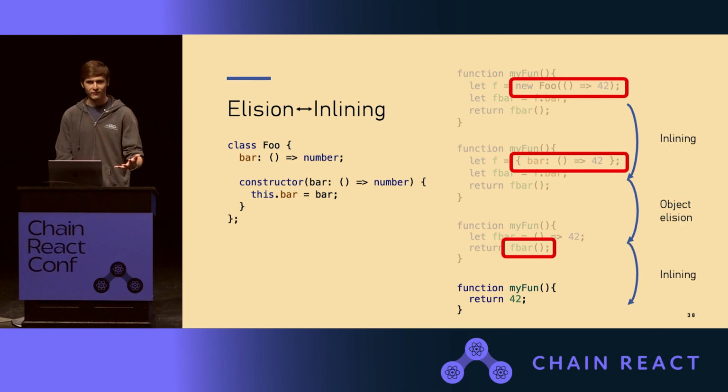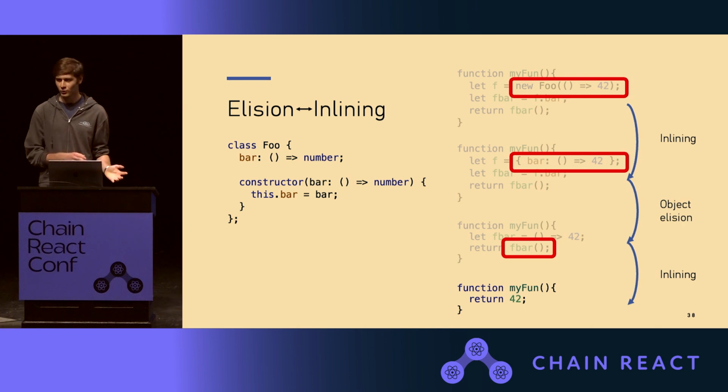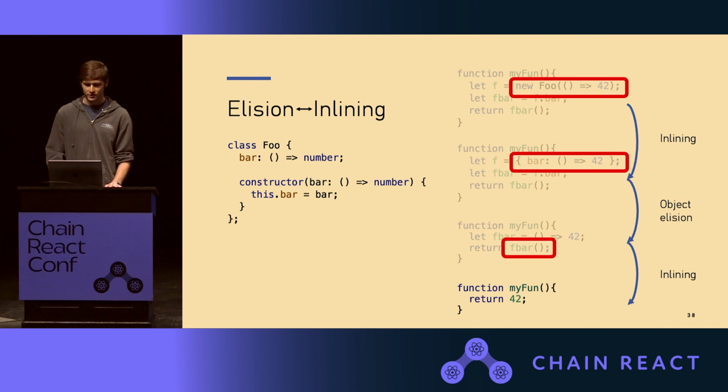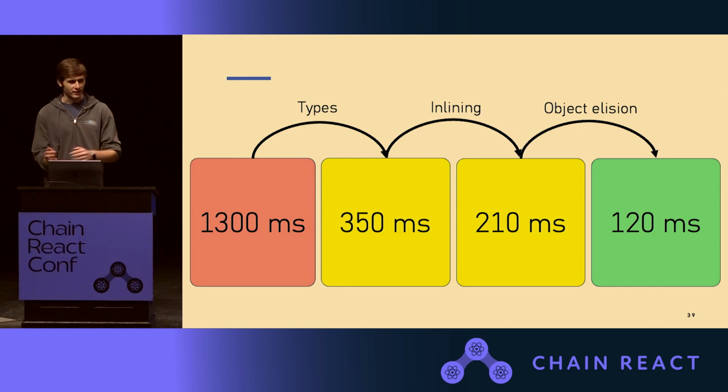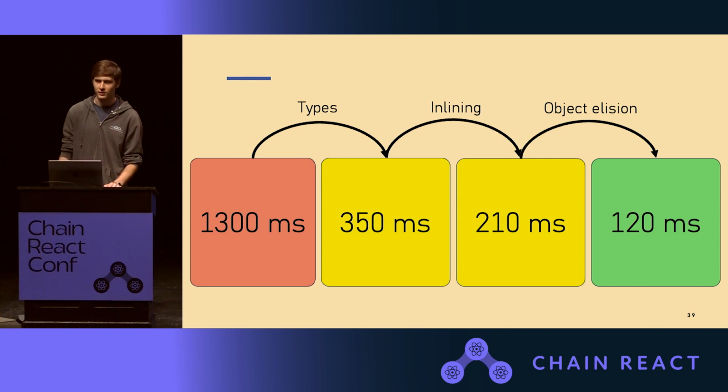The key thing to take away from this is that each optimization will feed into other optimizations, and those optimizations will feed back into the first optimization. So in order to make your code as efficient as possible, Hermes will run each optimization many, many times. And with elision, we finally get to the 120 milliseconds that we saw at the start. Hopefully this has given you some sense for how the type information and aggressive optimizations in Hermes achieve this 10x speed up.